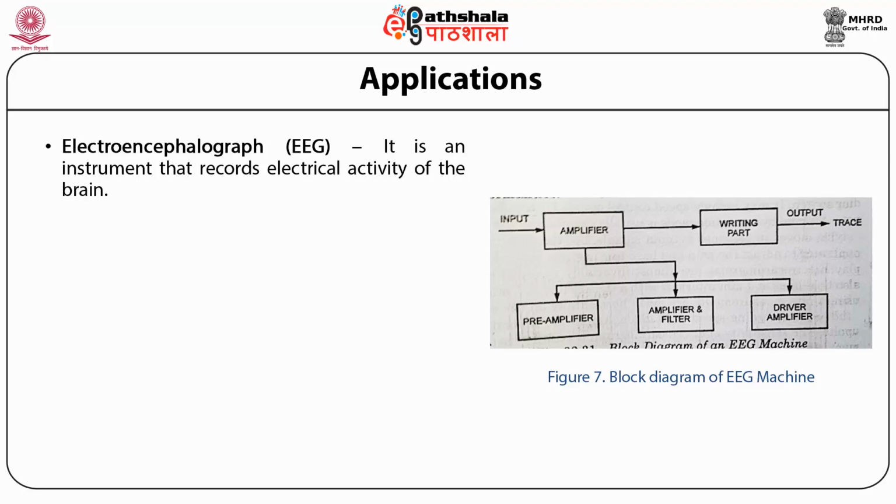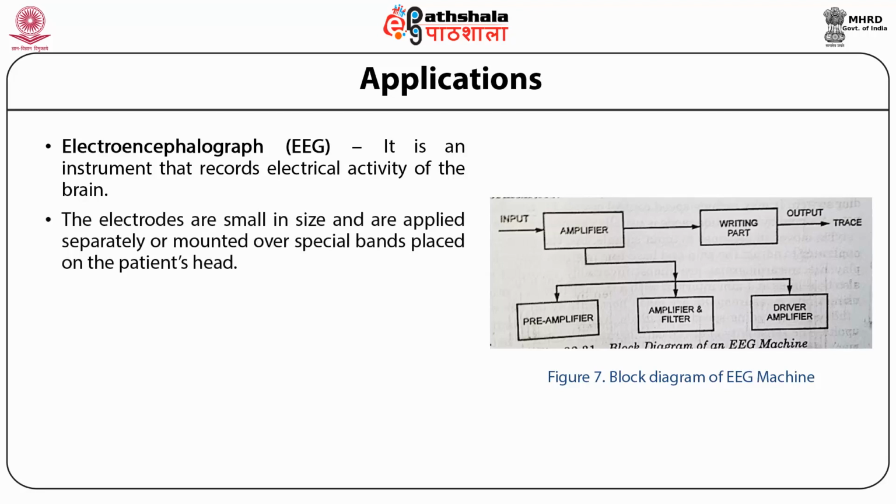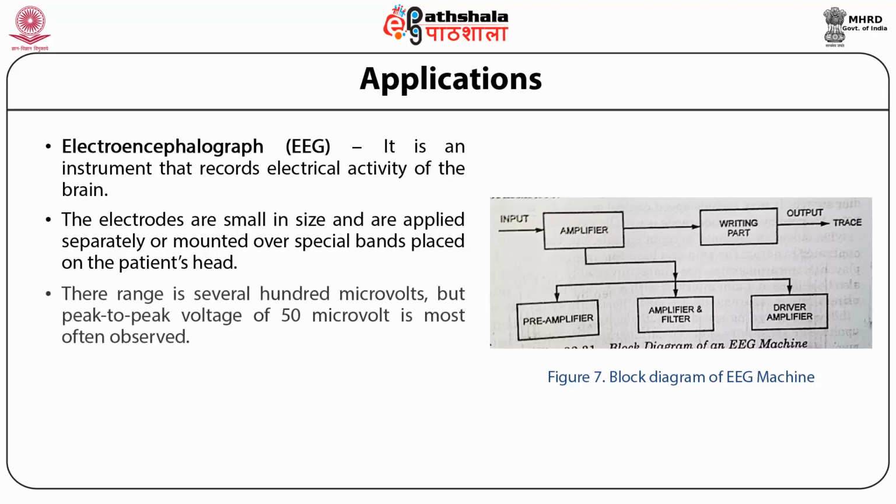Electrodes for the measurement of electrical activity are placed on the surface of the scalp. The electrodes are small in size and are applied separately or mounted over special bands placed on the patient's head. Signals picked by surface electrodes are smaller than the signals picked by ECG. Their range is several hundred microvolts, but a peak-to-peak voltage of 50 microvolts is often observed.